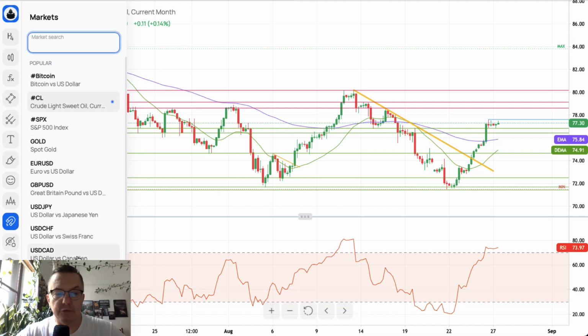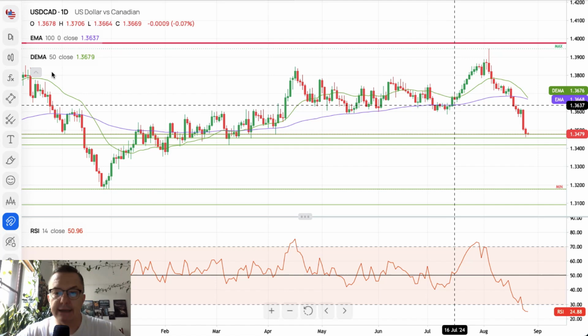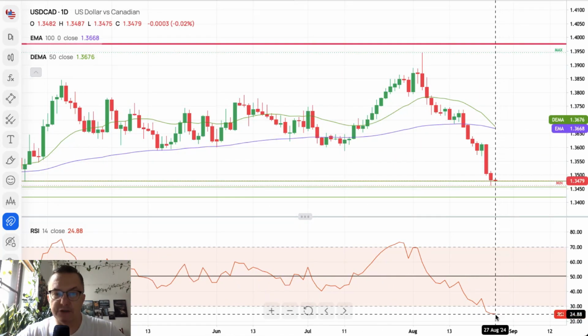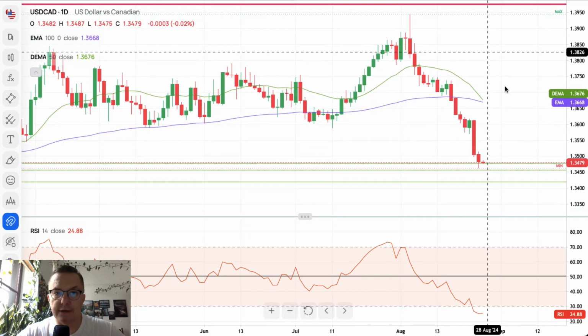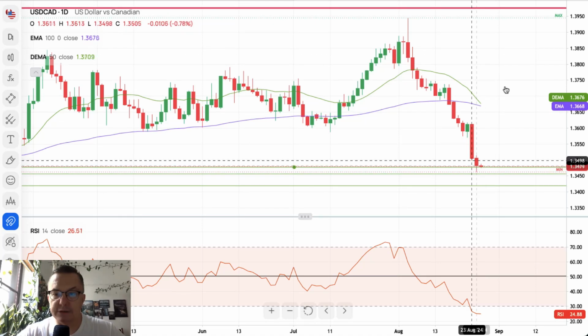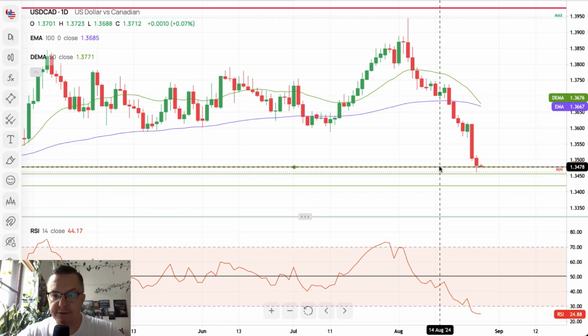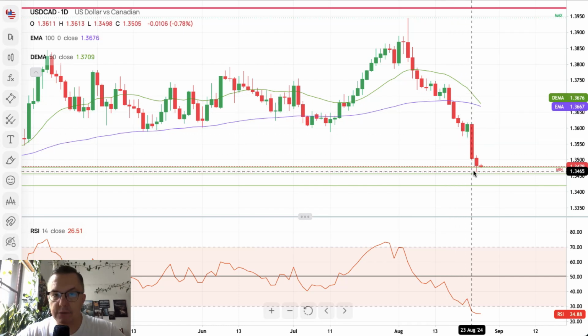The other market we want to speak about is US dollar to the Canadian dollar, because we got data release today, and the other reason is that we hit extremely oversold market conditions on the daily time frame chart. Now the market is of course testing the important technical support, 1.3479 and 1.3454.